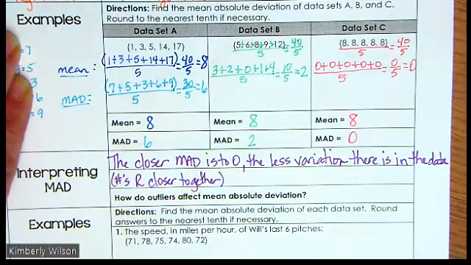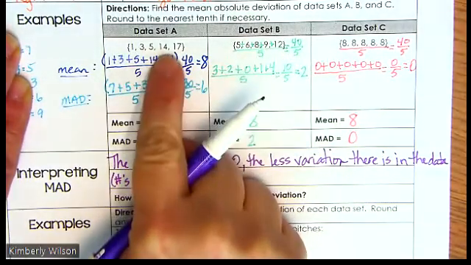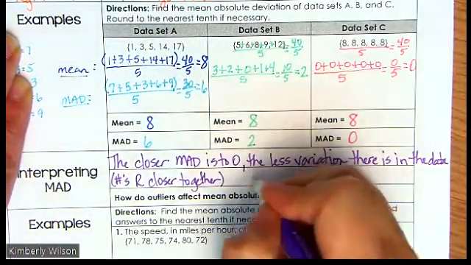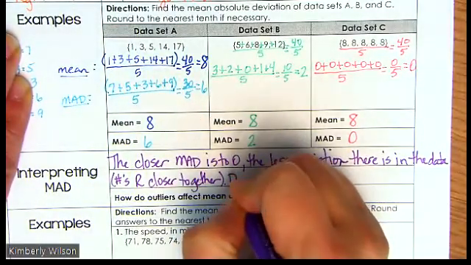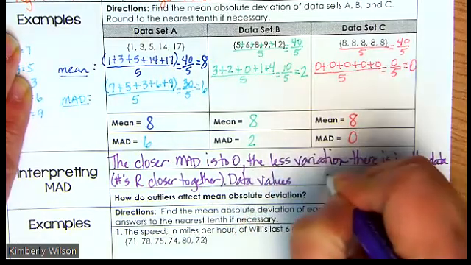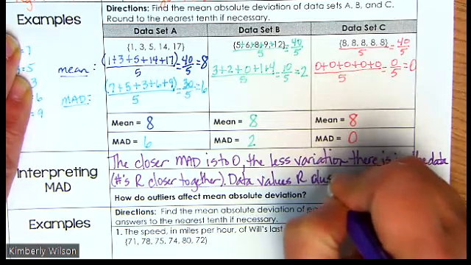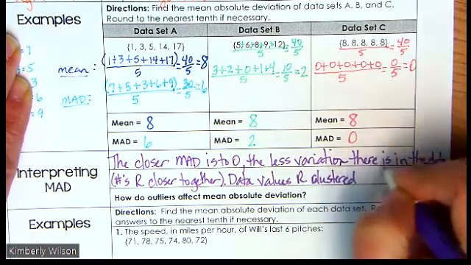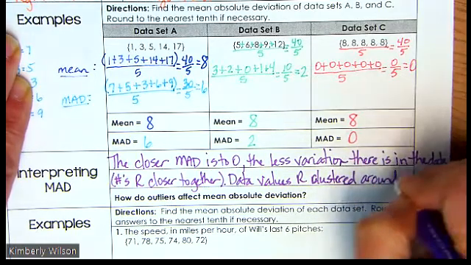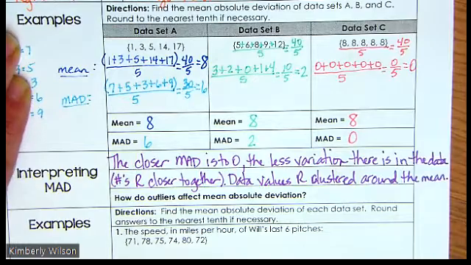They're all centralized close. See how it went to 2 here, and all of these numbers are really closer together. We've got a lot more spread out here in data A. Period. Data values are clustered around the mean. That means they're closer to the mean.